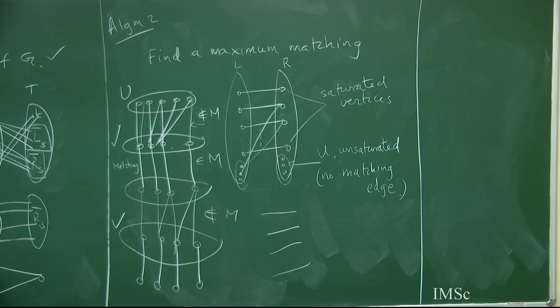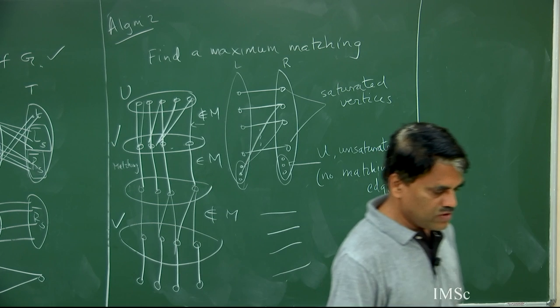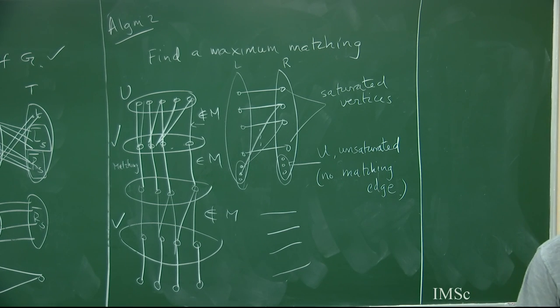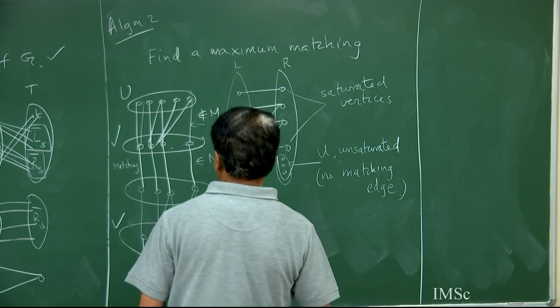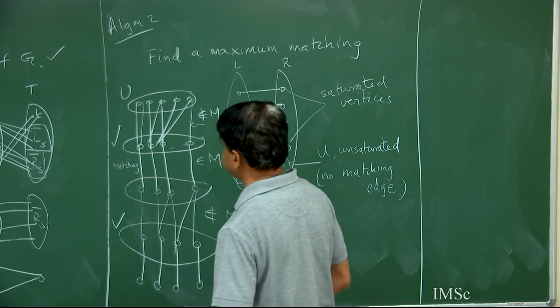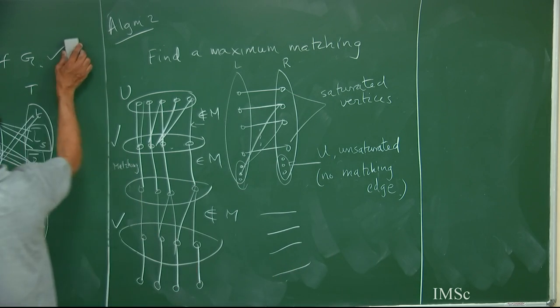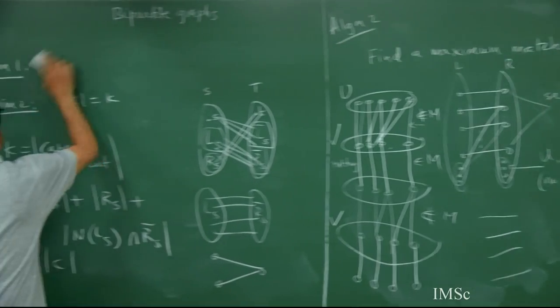The third algorithm I'm going to use, again it will be very useful for other techniques we will use, is using linear programming. Okay, so let's see that as well. So all these are proofs of Koenig's theorem.